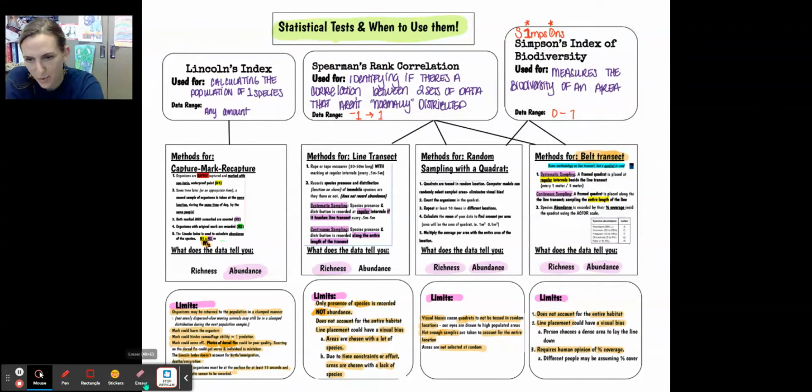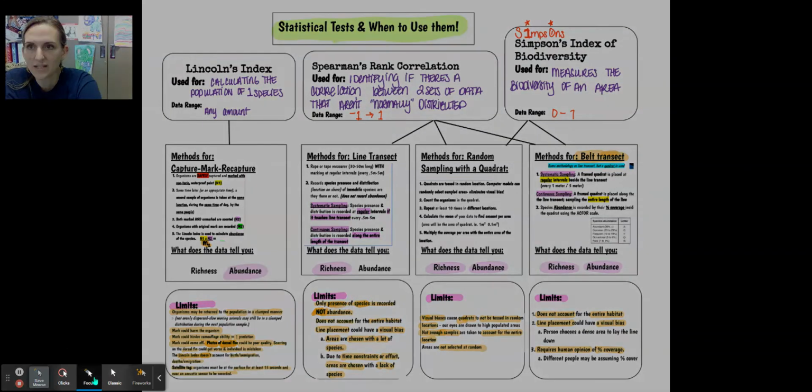So I made this quickly for my students yesterday, just so we can not see these things as being separate, but that there's reasons for why they're going to exist together. It's not that Simpson's, Lincoln's, and Spearman's is a completely separate topic from these sampling methods.